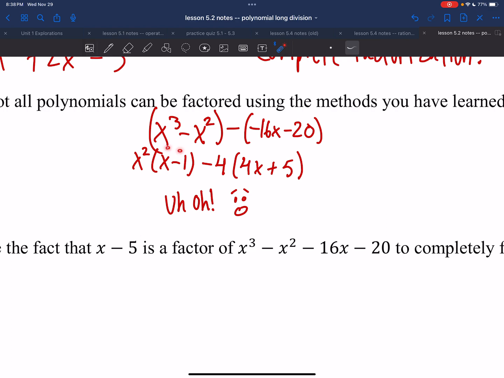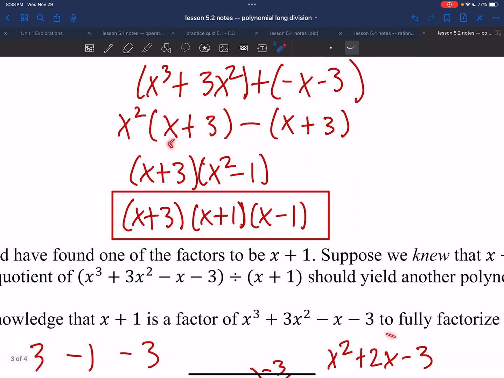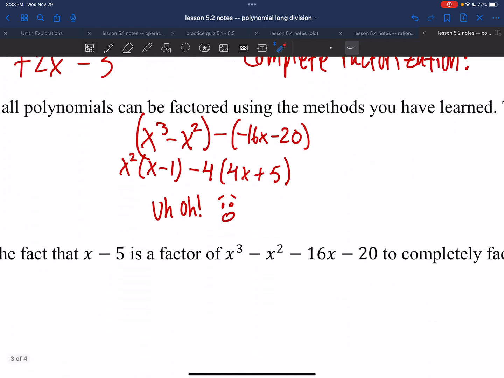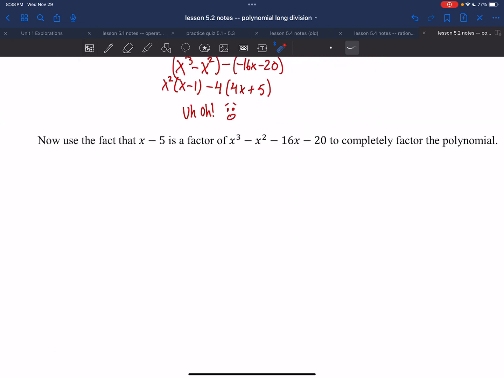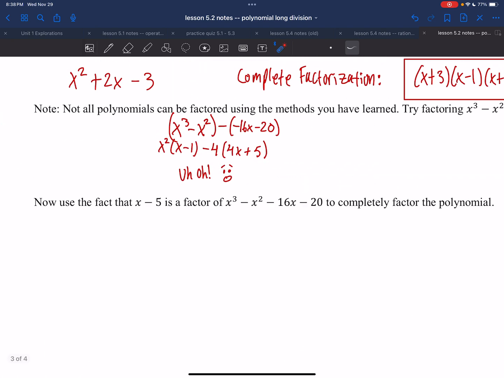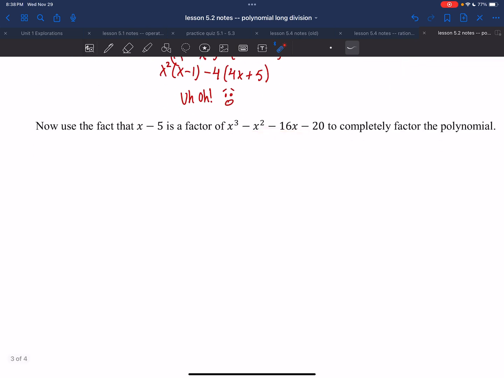And the reason is this term and this term are not the same, right? Up here, x plus 3 and x plus 3, because that was the same binomial, that counts as a common factor, and then you're left behind with that and that. But this and this aren't the same thing. They're not common factors. So how do you factor that, right? Well, suppose somehow, and I don't know how we know this, but somehow we know that x minus 5 is a factor of this. So grouping didn't work, but you know one of the factors somehow.